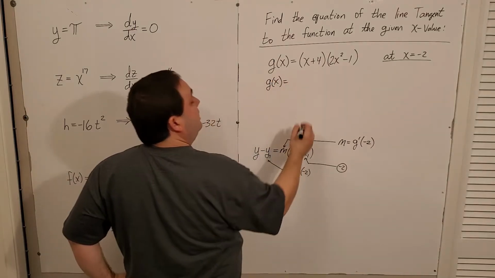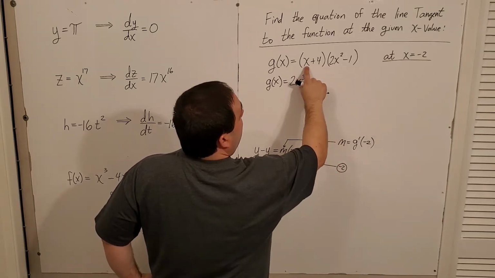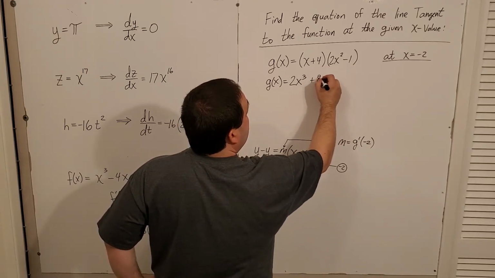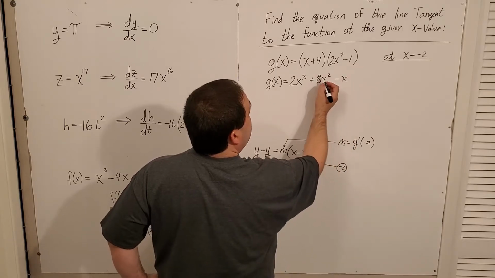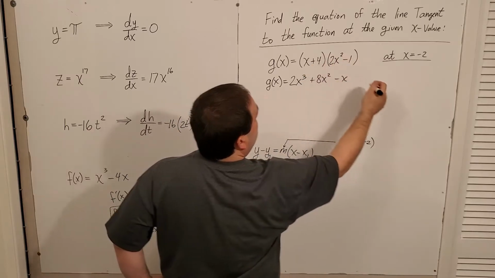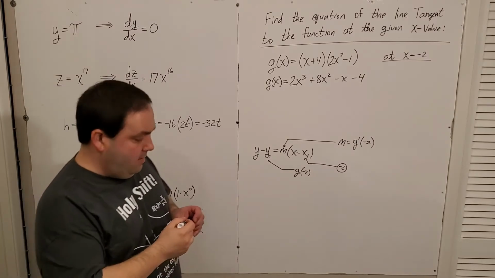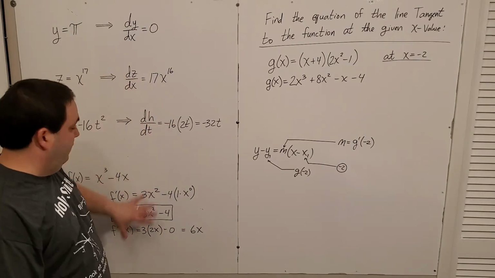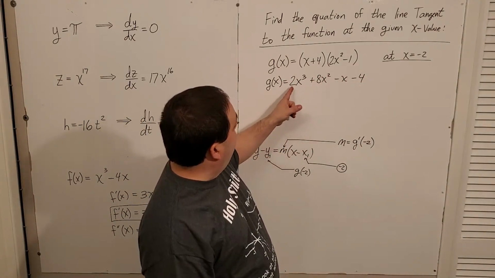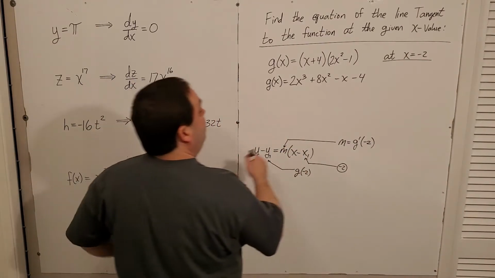My g of x is going to be 2x cubed, then I'll have minus x and plus 8x squared. So 8x squared minus x, right? Minus 4. Okay, so let's see if you can employ the rules that we've talked about here now, right? Everything is added, and we just have multiplications of numbers themselves. That's okay. So here comes the derivative.